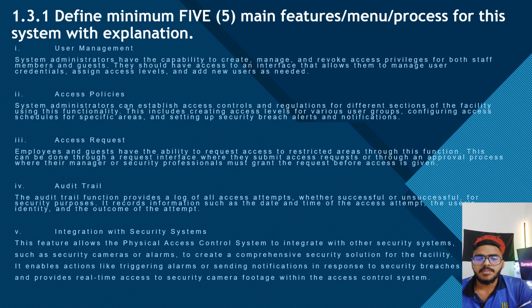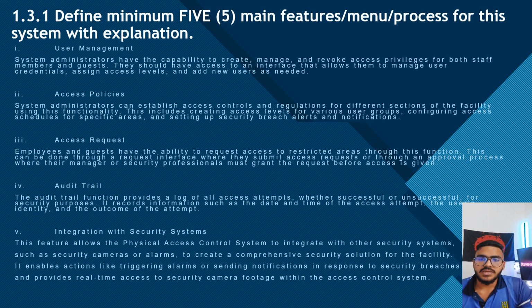This can be done through the request interface, where they submit an access request, or through an approval process where their manager or security professionals must grant the request before access is given. Fourth, audit trail. Audit trail is a function that provides a log of all access attempts, whether successful or unsuccessful, for security purposes. It records information such as the date, time, access attempt, the user's identity, and the outcome of the attempt.